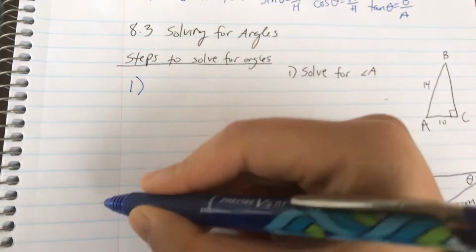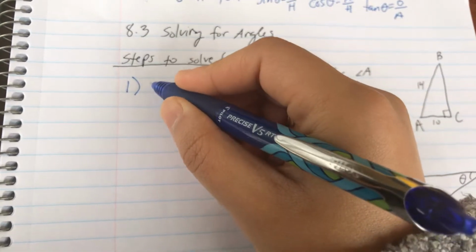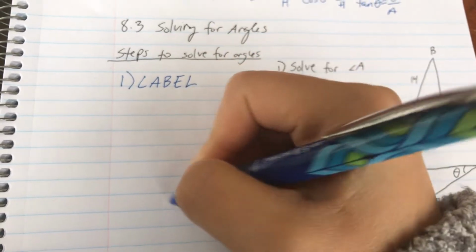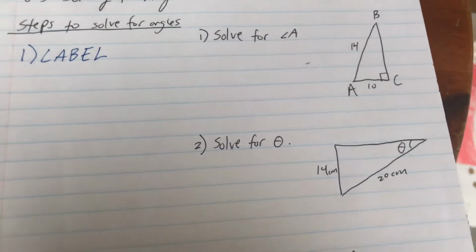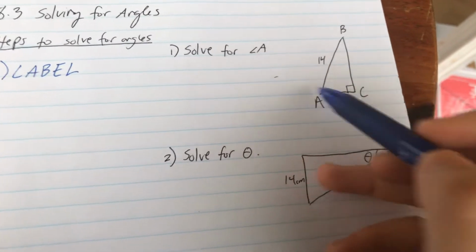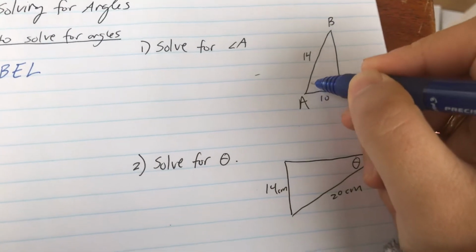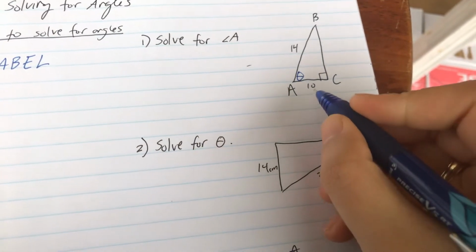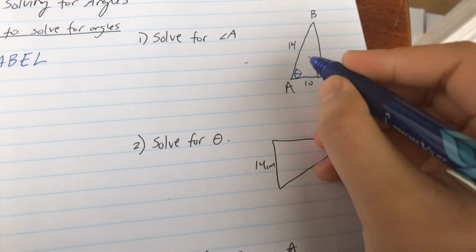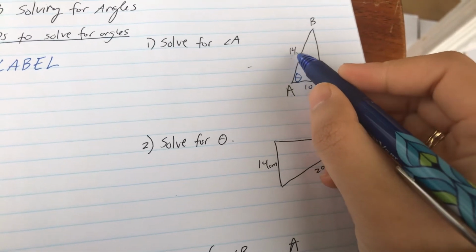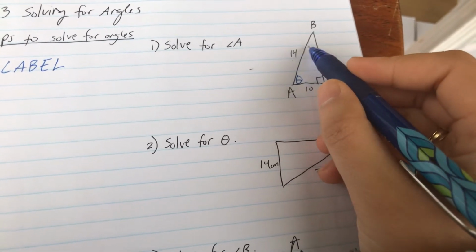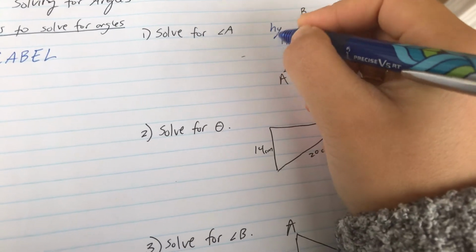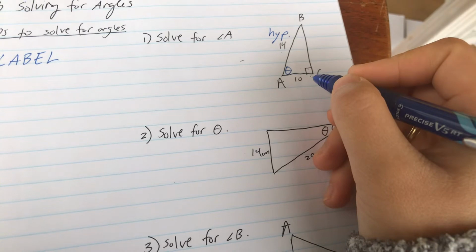So the first step, same as the first step we've been doing with all these problems, is to just label your triangle. For number one, we're solving for angle A, so let's label angle A as theta. Then we can label our sides. The 14 is the longest one, and it's across from the right angle, so I know 14 is the hypotenuse.